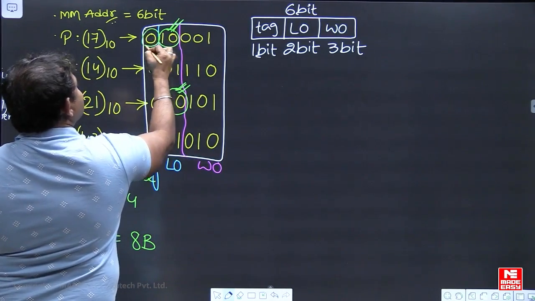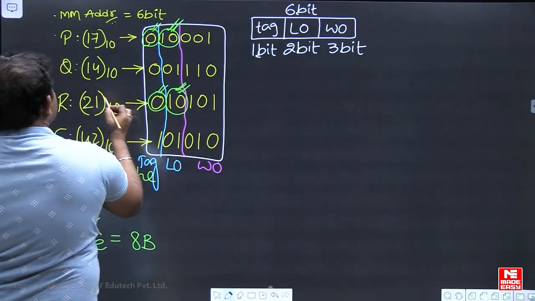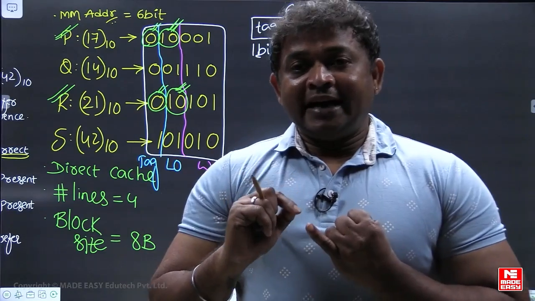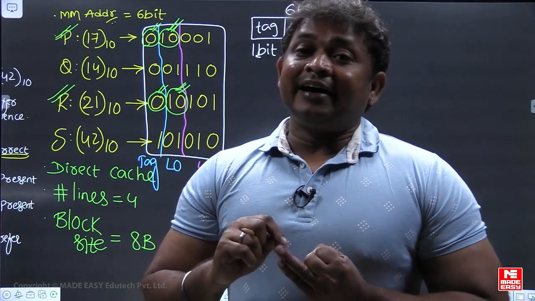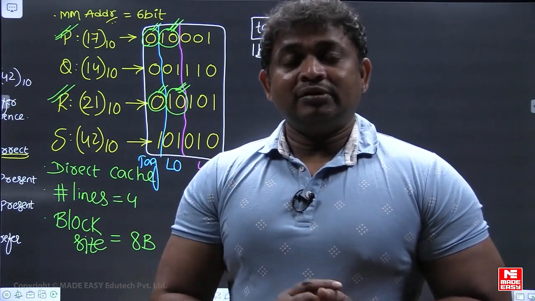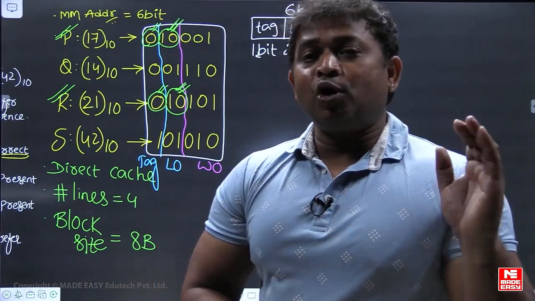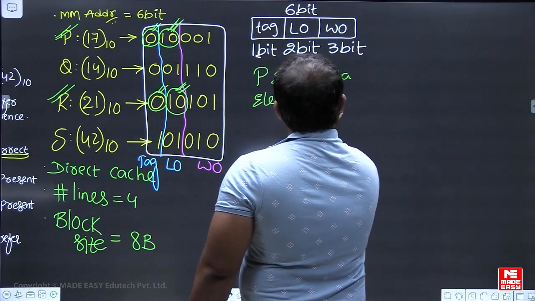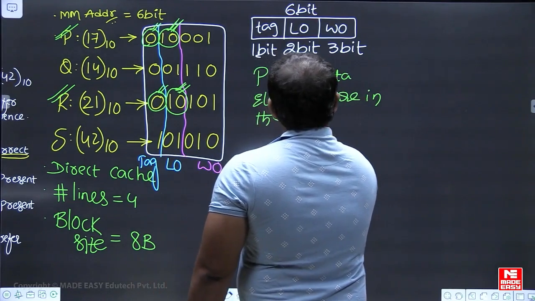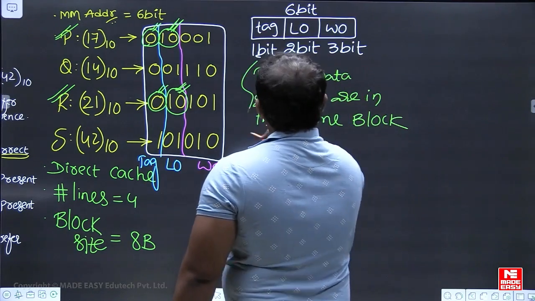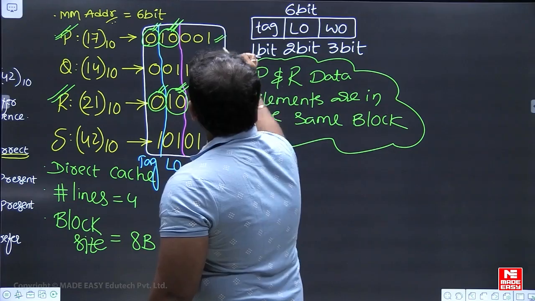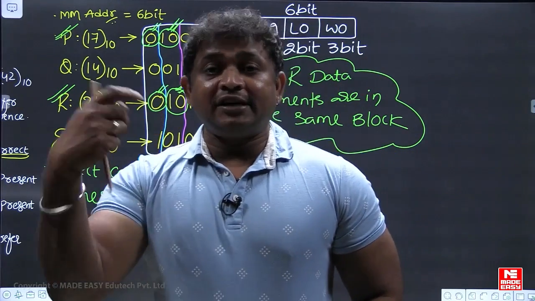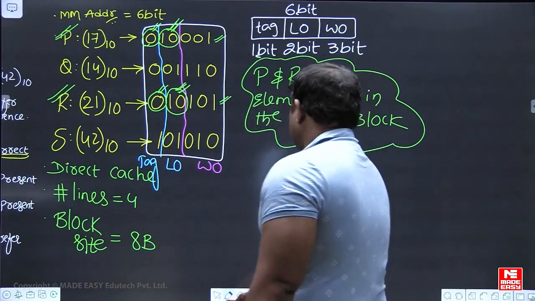At the same time, see the tag. This is tag 0, and this is also tag 0. What does it mean? P and R are present in the same block. The tag is the same for P and R, and the line offset is also the same. That means the P and R data elements are present in the same block. But their word offsets are different, so they are not the same data element.